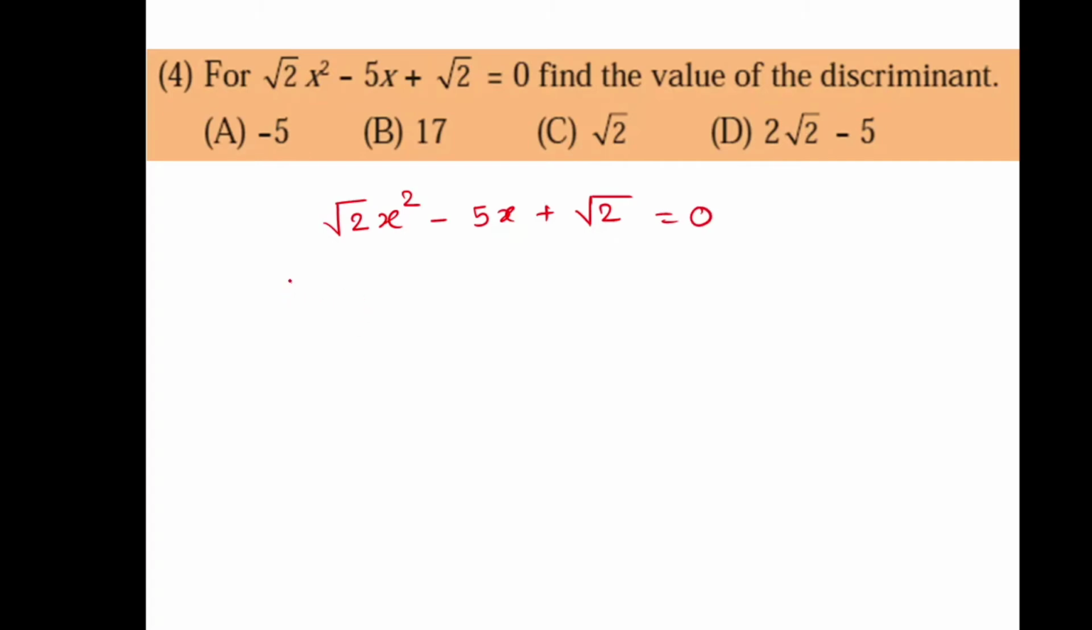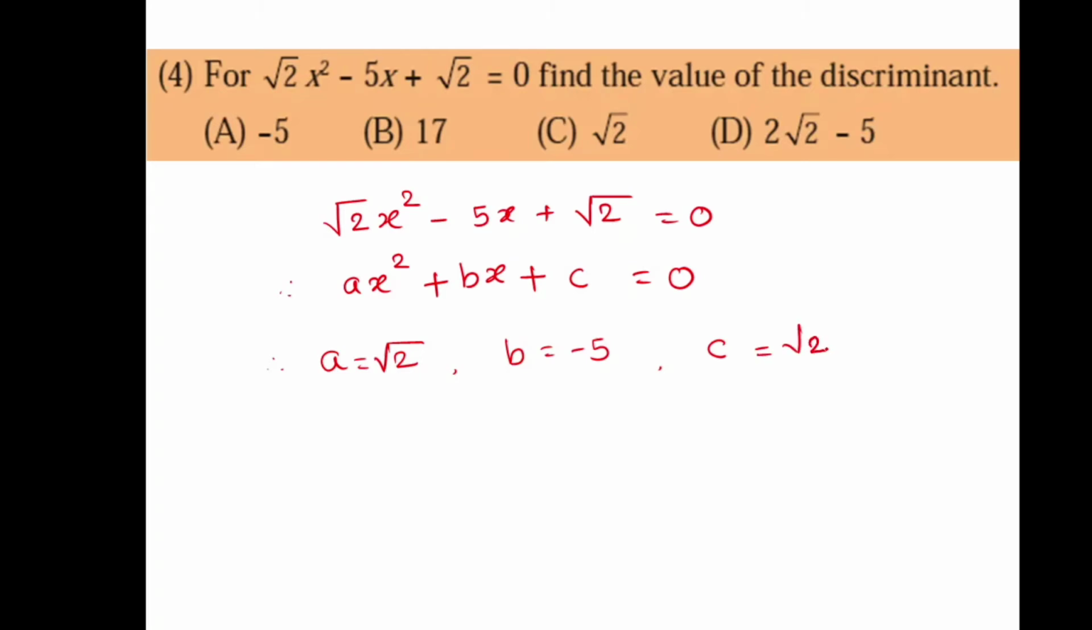Now to find the value of discriminant we should compare this with the general form of a quadratic equation, that is ax square plus bx plus c is equal to 0. Now if we compare these two, we get value of a as root 2, value of b is minus 5, because we have to take the value of a, b and c along with the signs. That's why b is equal to minus 5, that is coefficient of x, and the constant term c is root 2, that is c is equal to root 2.